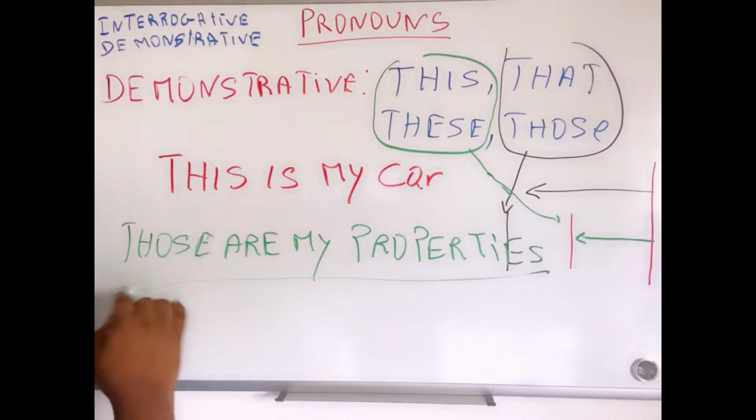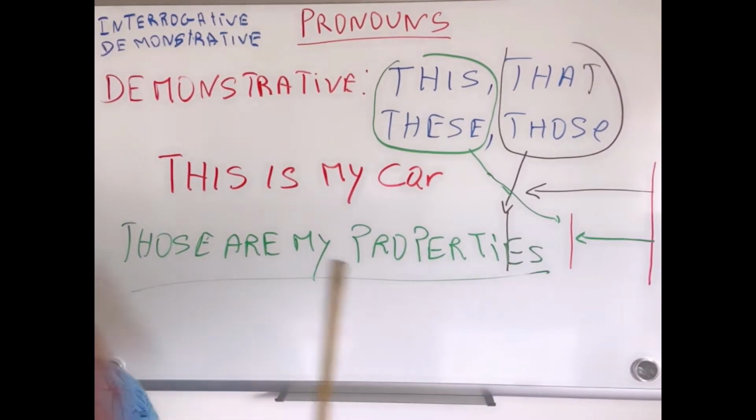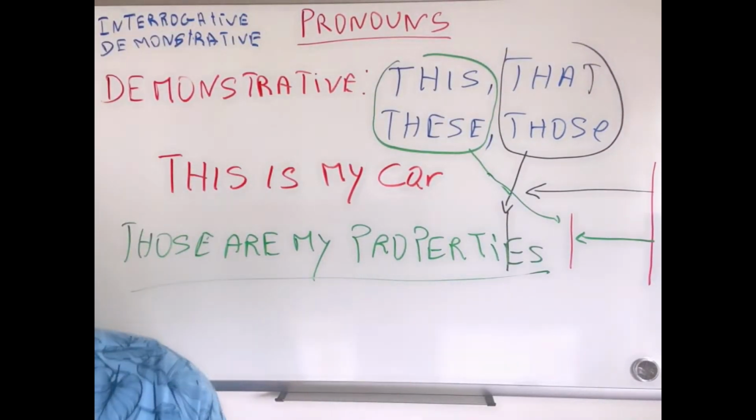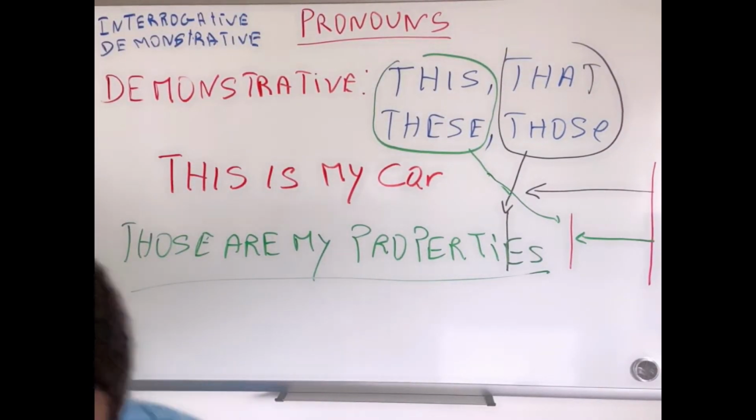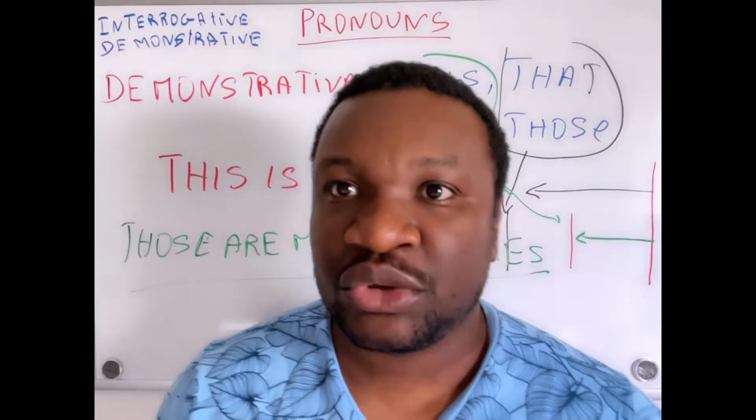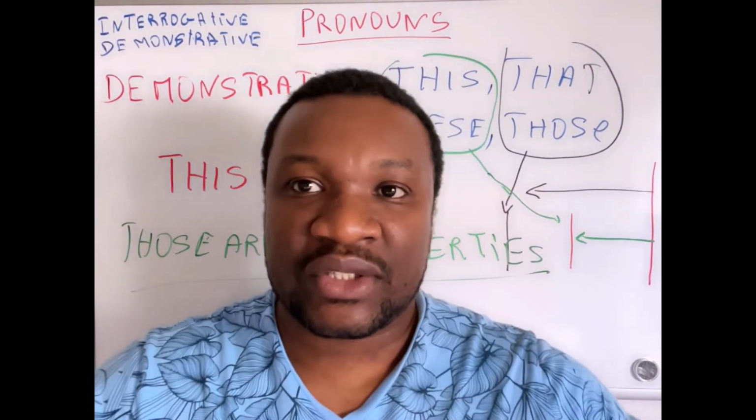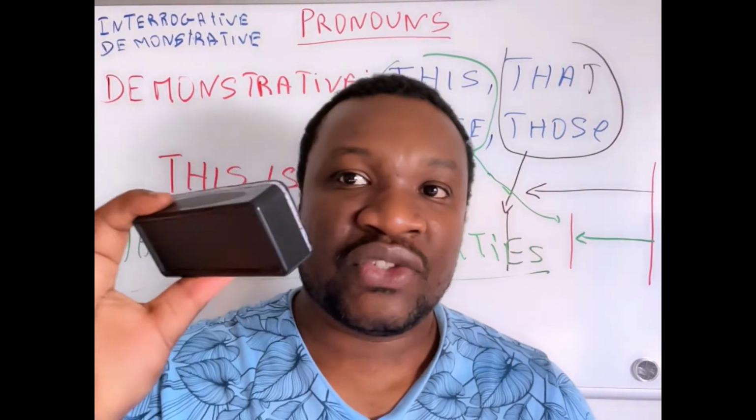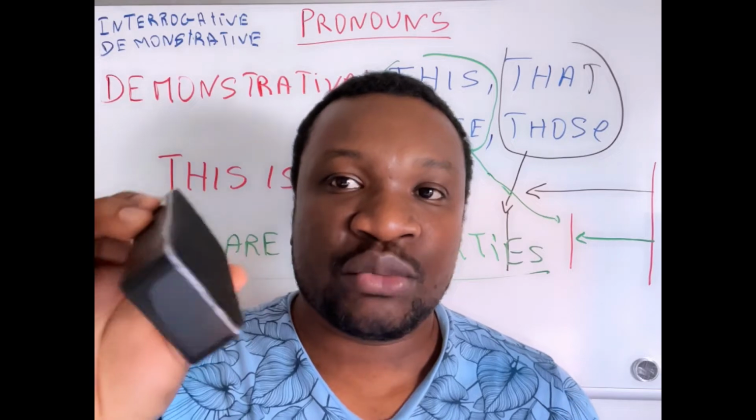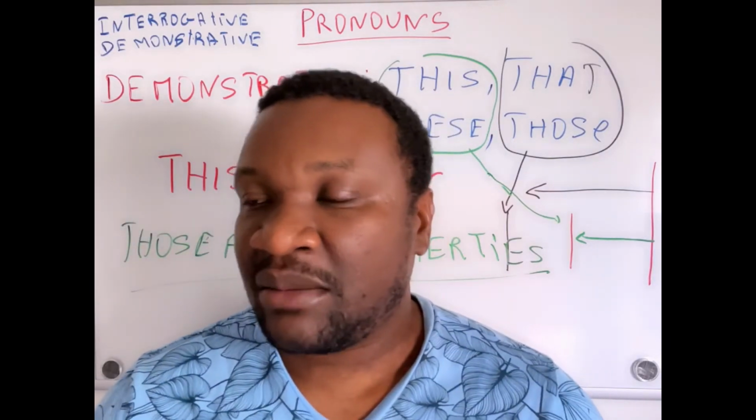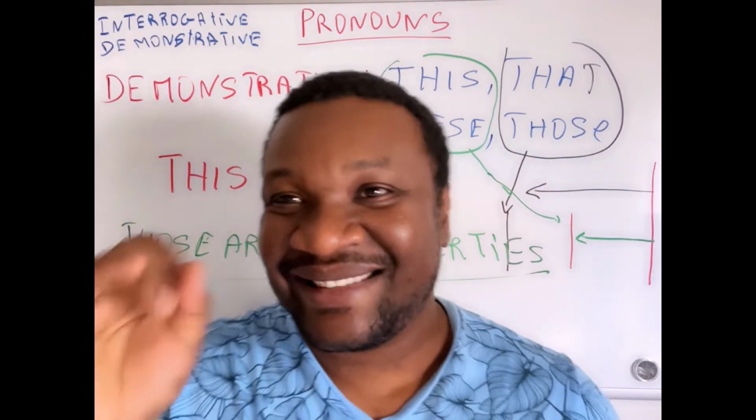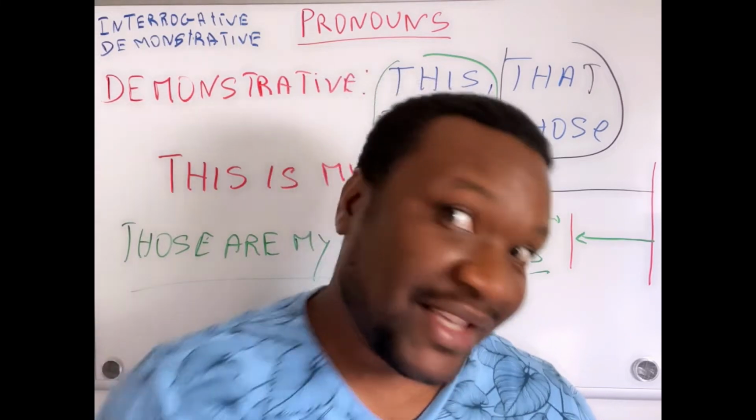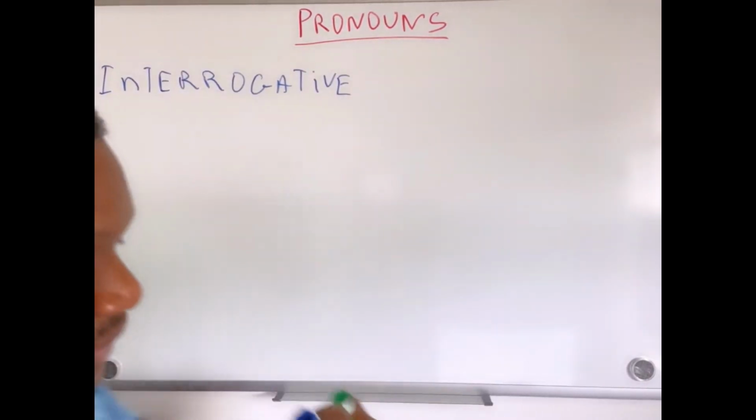All right, those are my properties. They are far away. Okay, that's the demonstrative pronouns. Get something that close or something that far, you use this brush, this eraser, this brush, this eraser. But if I'm talking about that mirror over there, I can say that mirror because it's a little bit far from me. Get that? Interrogative.